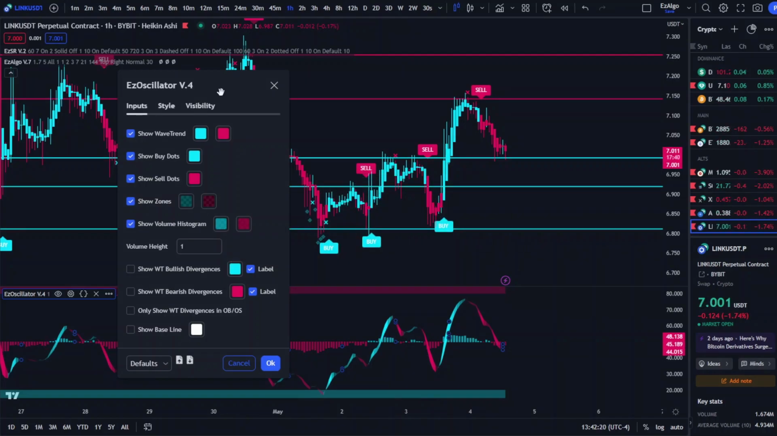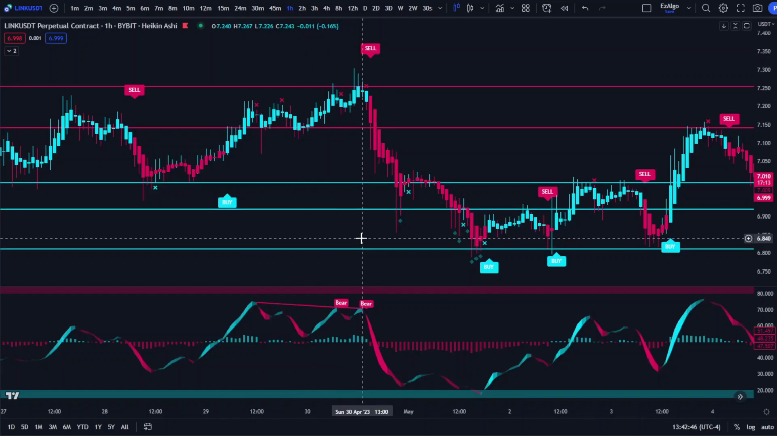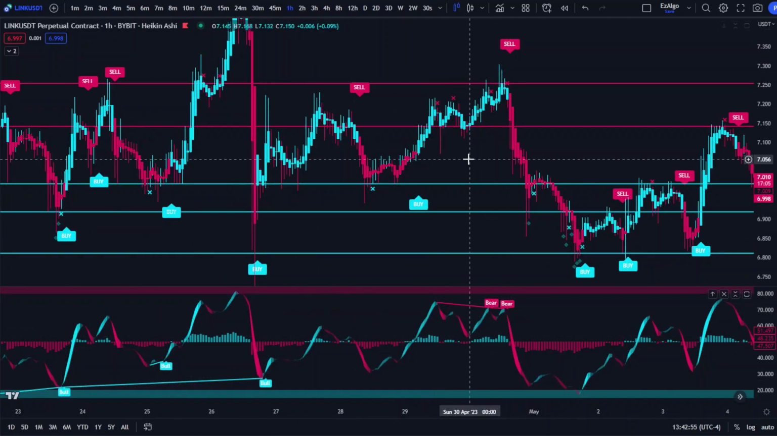All right, next let's head into the bread and butter of this indicator, right? The real-time non-repaint divergences. So let's turn on the show wavetrend bullish and the show wavetrend bearish divergences. Now these are real-time non-repaint divergences. Here you will see some lines with the bull and bear labels.